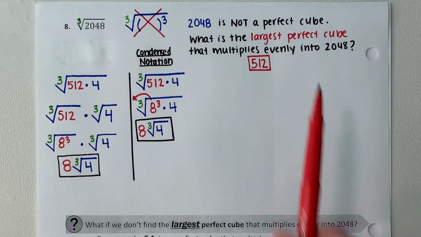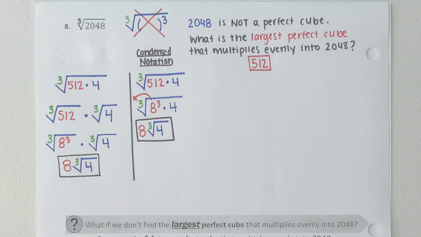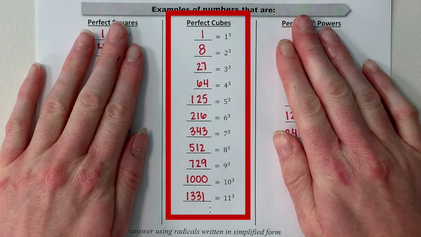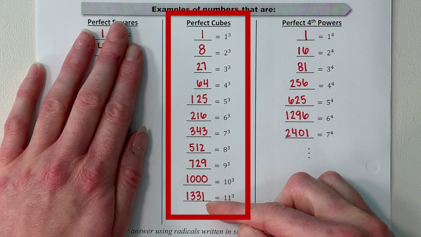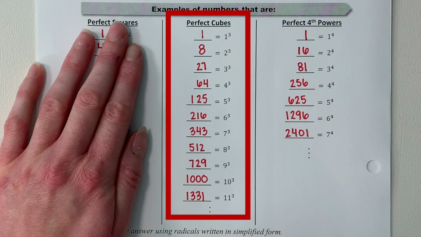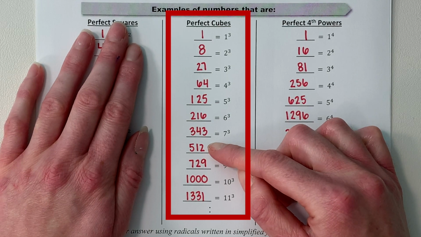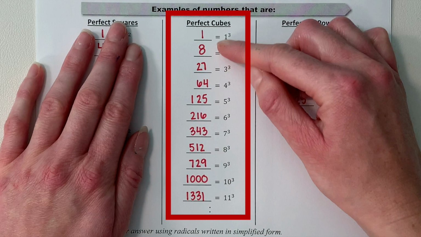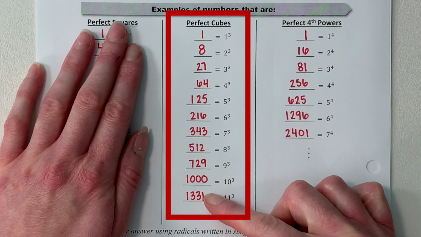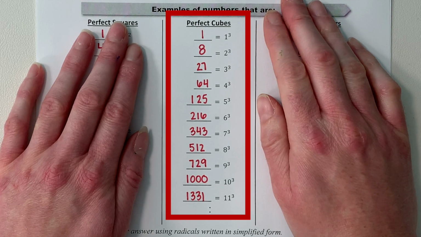Now, when we were identifying the largest perfect cube that multiplies evenly into 2048, we looked at our list of perfect cubes on page 2. But this list stopped at 1331. We didn't list any perfect cubes higher than that. Luckily, 512 was the largest perfect cube that multiplied into 2048. But what if you find a perfect cube, but it's not the largest perfect cube? That can often happen, especially if you're working through a problem very quickly.